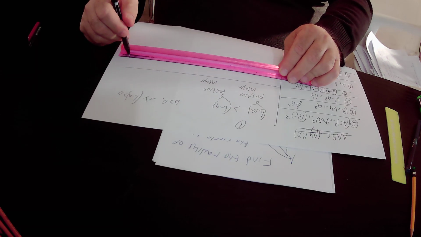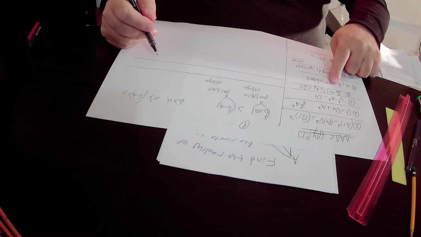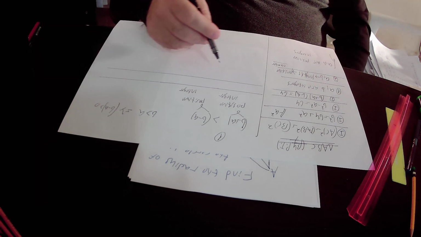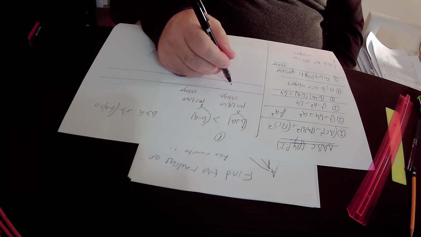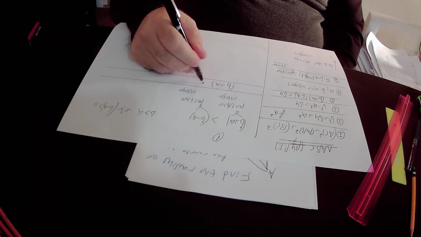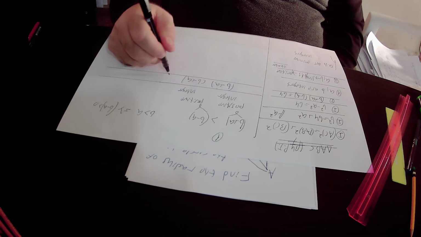So actually, according to question number 1, b plus a times b minus a equals 64. It means that when we multiply two positive integers by each other, the result is 64.